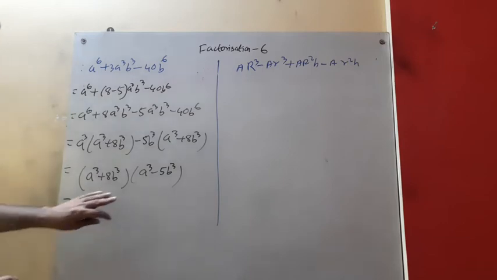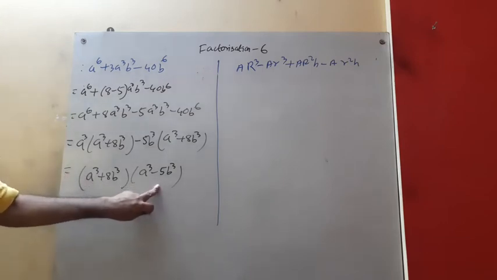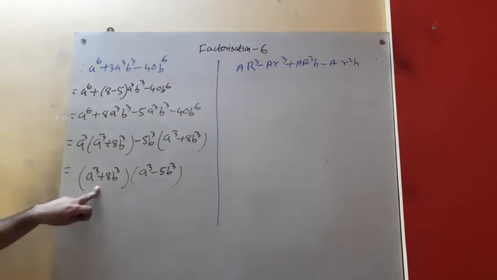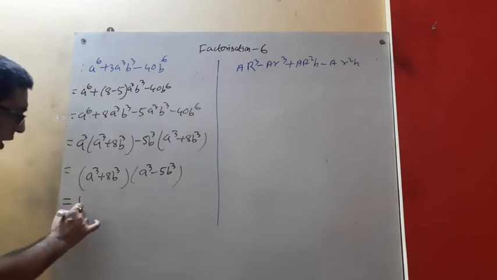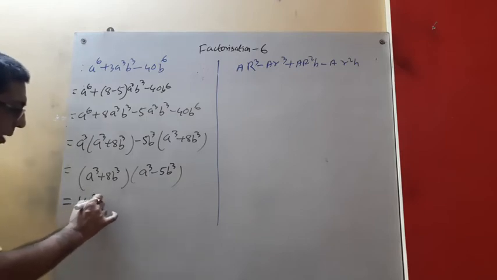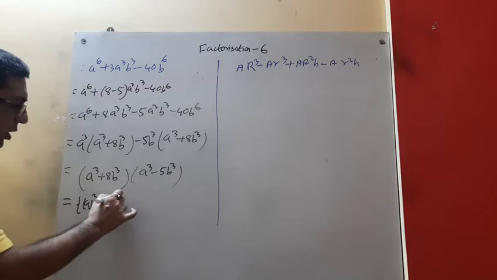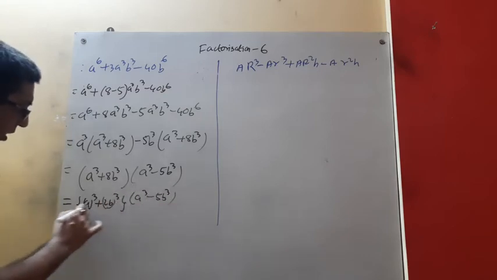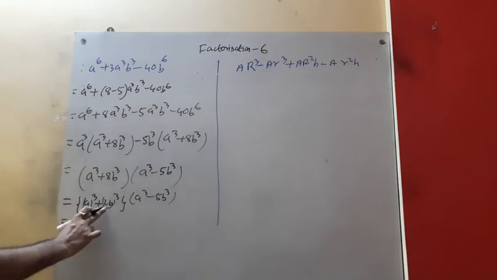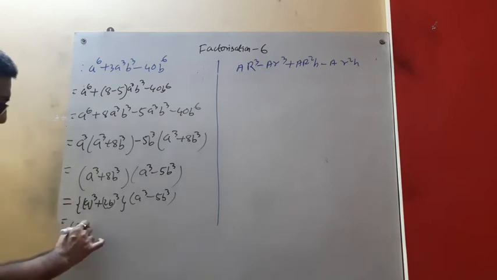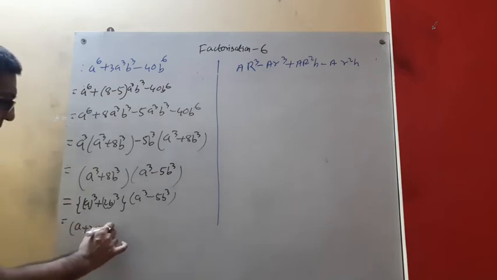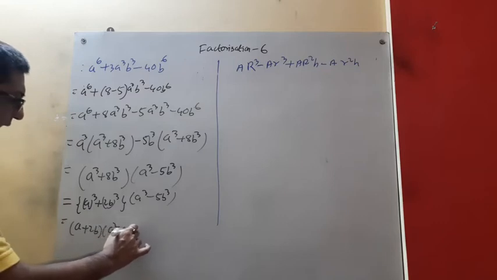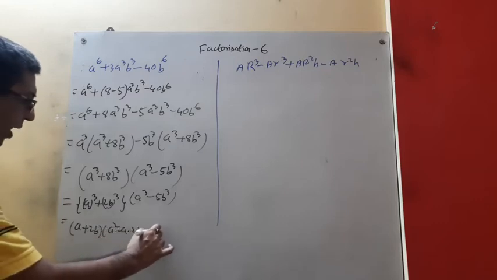Look, no, it cannot be split up again, but it can be split up. Why? Because it is of the form a cube plus b cube. Look, this cannot be split up further. So this is from a cube plus b cube form. So we are getting a plus b into a square minus a into b plus b square.